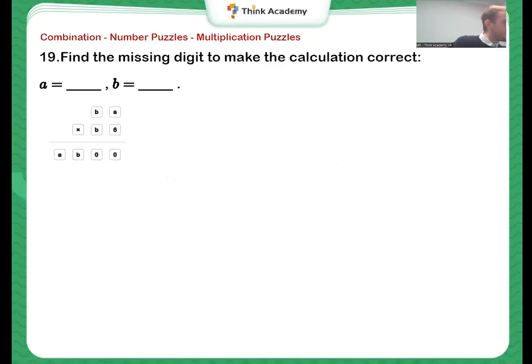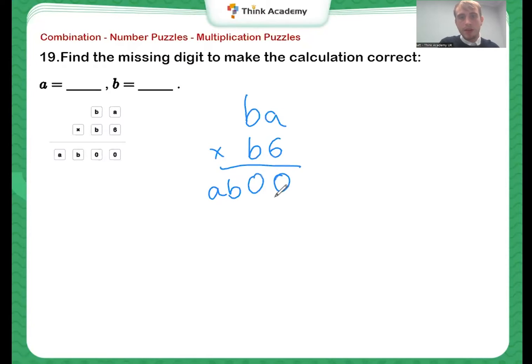Now, number 19, I will go through this one quickly. This is a multiplication puzzle where we've got some missing letters. Okay, so we've got BA times B6, and that's going to be equal to AB00. So with these problems in general, a good place to start is the units digit, just as you would do a long multiplication. Now, the first thing you multiply together is A times 6.